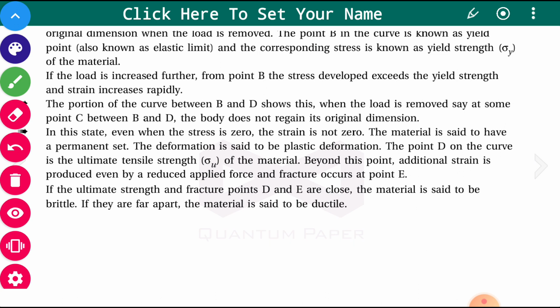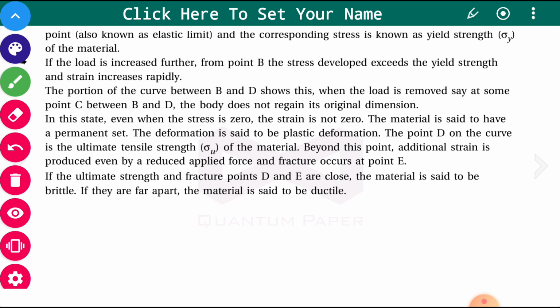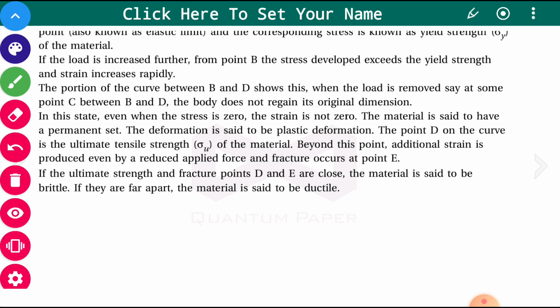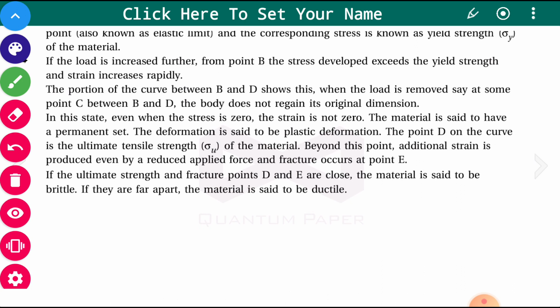When the load is removed at some point C between B and D, the body does not regain its original dimension. In this state, even when the stress is zero, the strain is not zero, because the change in length will remain. The material is said to have permanent set. The deformation is said to be plastic deformation, meaning the object will not come back to its original shape and size.